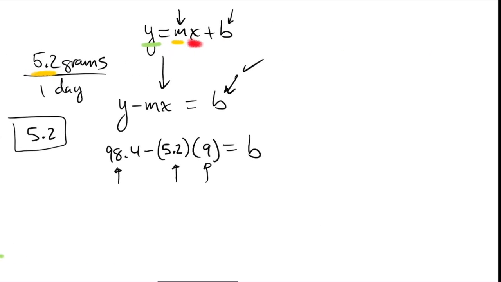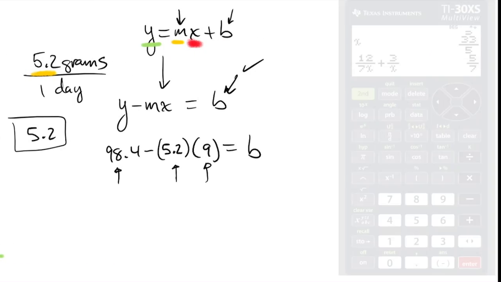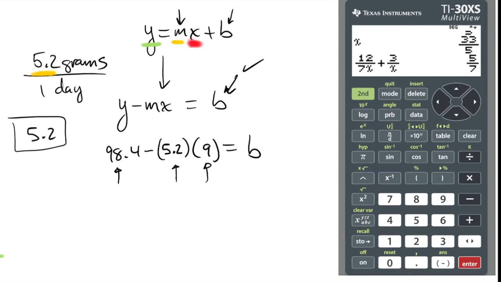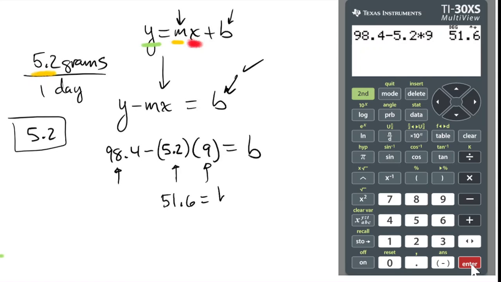So let's grab our calculator real quick here. Oops, there's the calc. Let me clear the screen. And I'm just going to go 98.4, and I'm going to subtract from that 5.2 times the number 9. And what do I get? I get 51.6. So I get that 51.6 is b, which is my y-intercept.